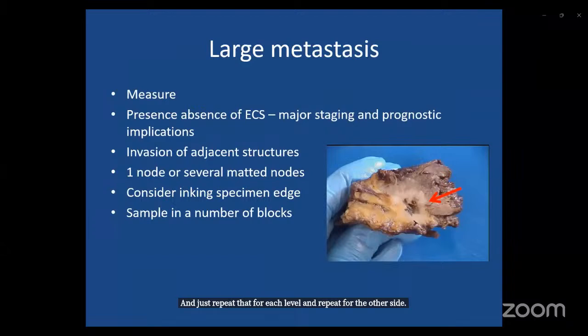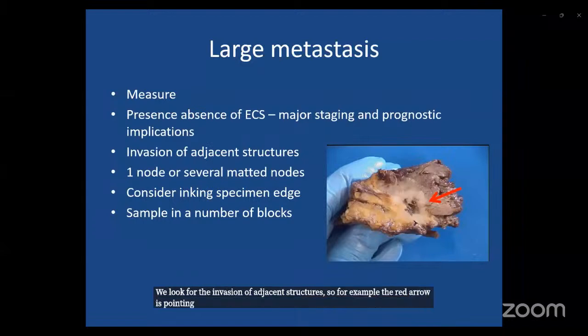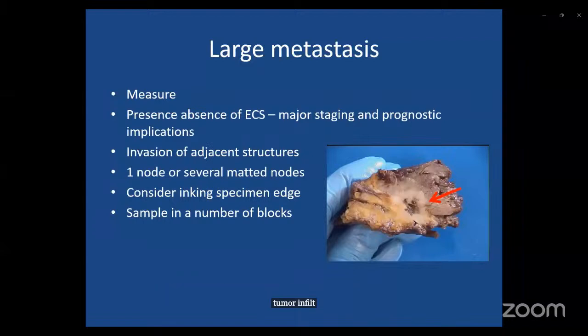If and when we find a large metastatic deposit in our neck dissection, we measure it in its largest dimension, we look for the presence or absence of extracapsular spread, we look for invasion of adjacent structures, so for example the red arrow is pointing to the tumour infiltrating muscle. We judge whether it is one node or several matted nodes. We look at the contour and make a decision at the trimming bench whether it's one or multiple nodes fused together.